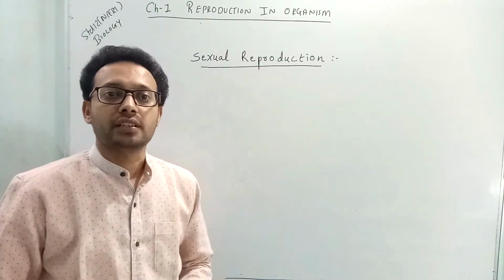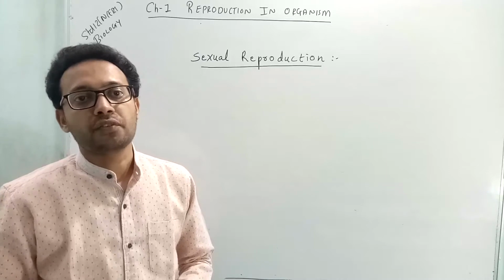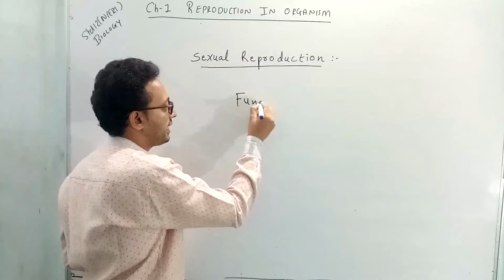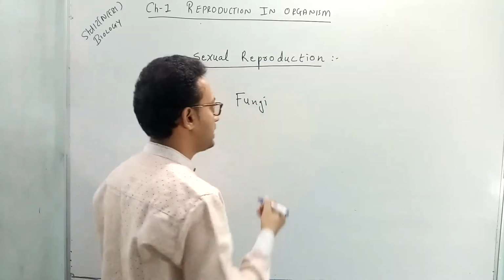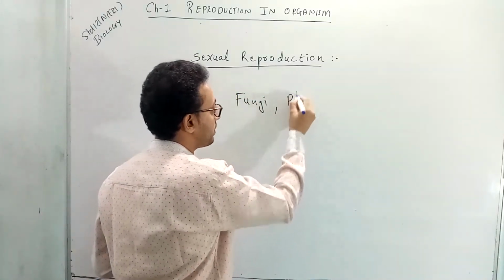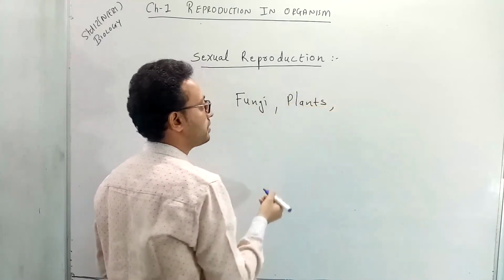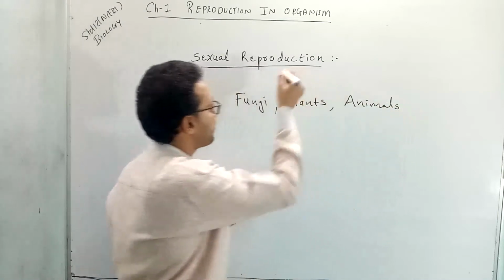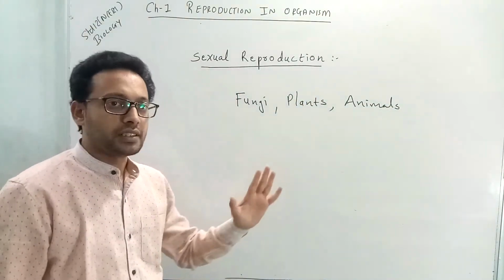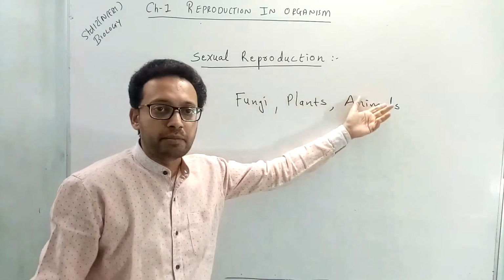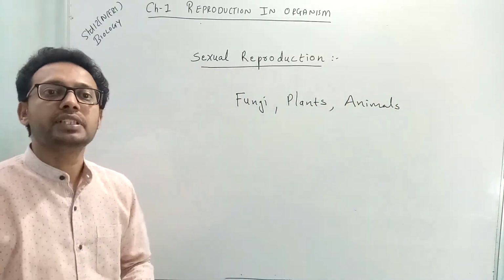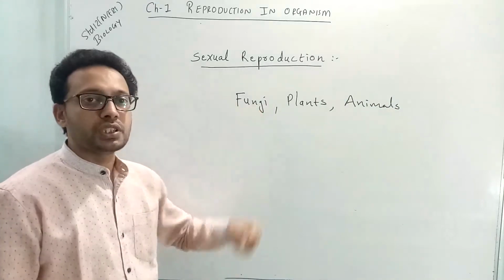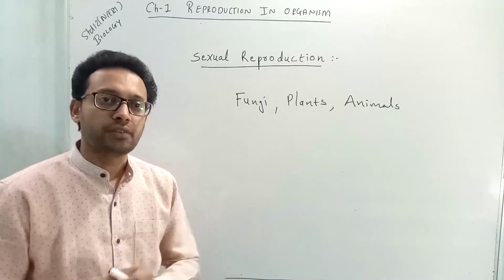As all of you know, sexual reproduction is performed by higher organisms. So let's take some examples like fungi. Yes, fungi can also perform sexual reproduction apart from asexual reproduction. A plant is a higher organism and can also perform sexual reproduction. Or animals, the higher order of animals can perform sexual reproduction. We learned about fungi, plants, animals and other living organisms in the 11th standard. There we learned their morphology, anatomy, physiology, etc.